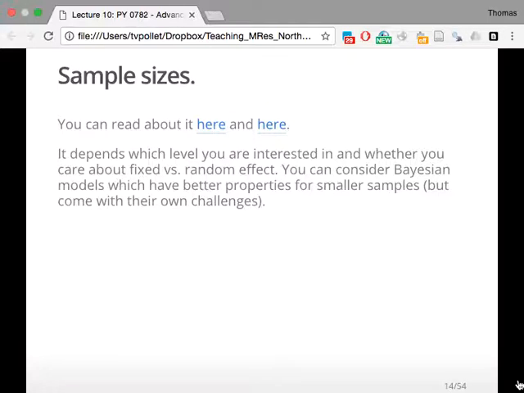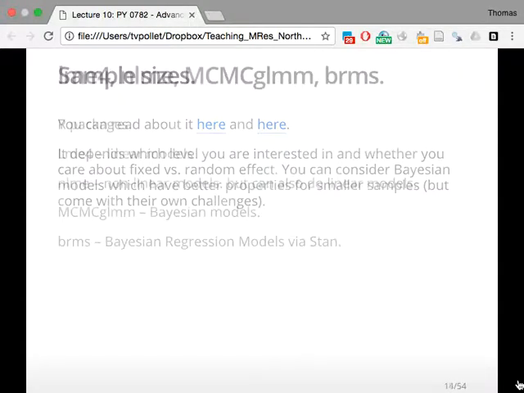If you have very few cases per level to estimate, then you can opt for Bayesian models, and they do better in terms of estimating those group level effects. I won't tell you more about those, but they come with their own set of challenges.